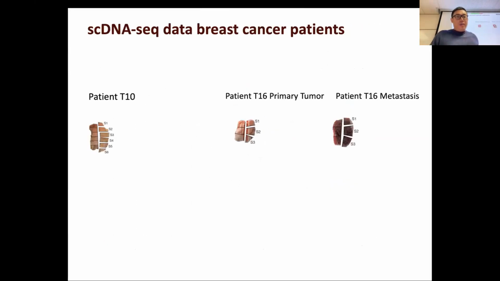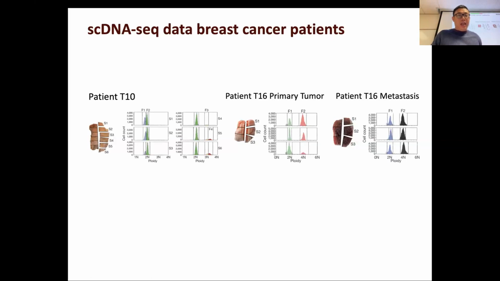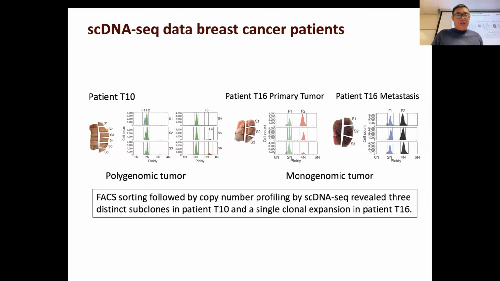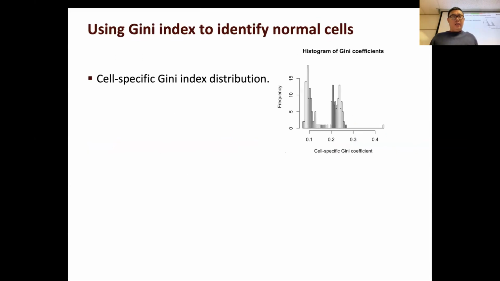And then the data that we started with is this breast cancer data. We have T10 and T16. Without going into the details of the biology, we know that T10 is more heterogeneous. It's what we call polygenomic. T16 is monogenomic in the sense that there's only one dominant clone that expands from the primary tumor to the metastases. Okay, so don't worry about the details. This one has different subpopulations of cancer. This one is just one unique subpopulation of cancer.